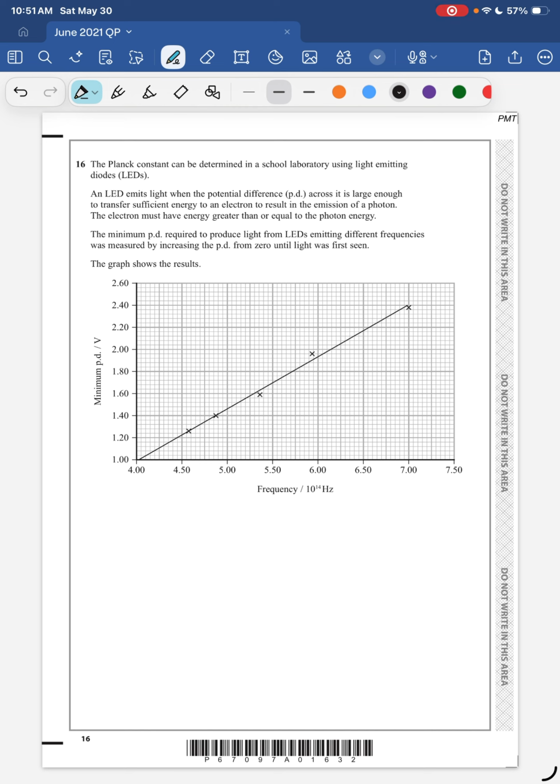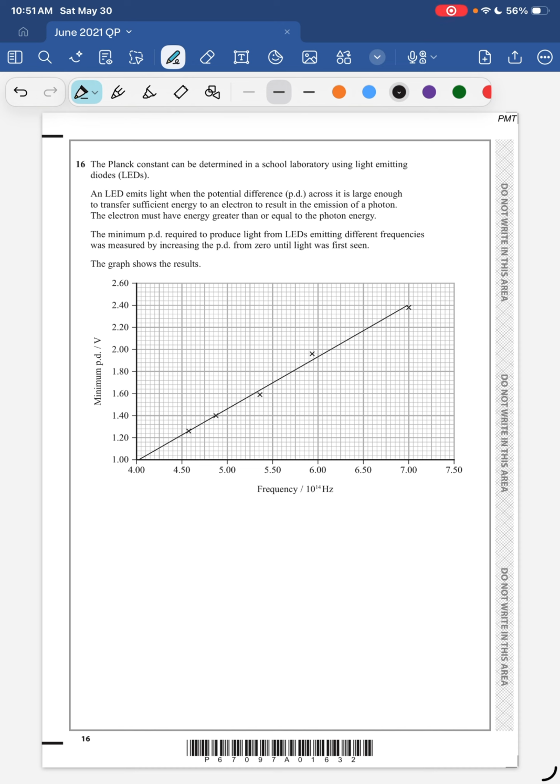Okay, question 16. The Planck constant can be determined in a school laboratory using light-emitting diodes. An LED emits light when the potential difference across it is large enough to transfer sufficient energy to an electron to result in the emission of a photon. The electron must have energy greater than or equal to the photon energy. The minimum potential difference required to produce light from LEDs emitting different frequencies was measured by increasing the potential difference from 0 until light was first seen.